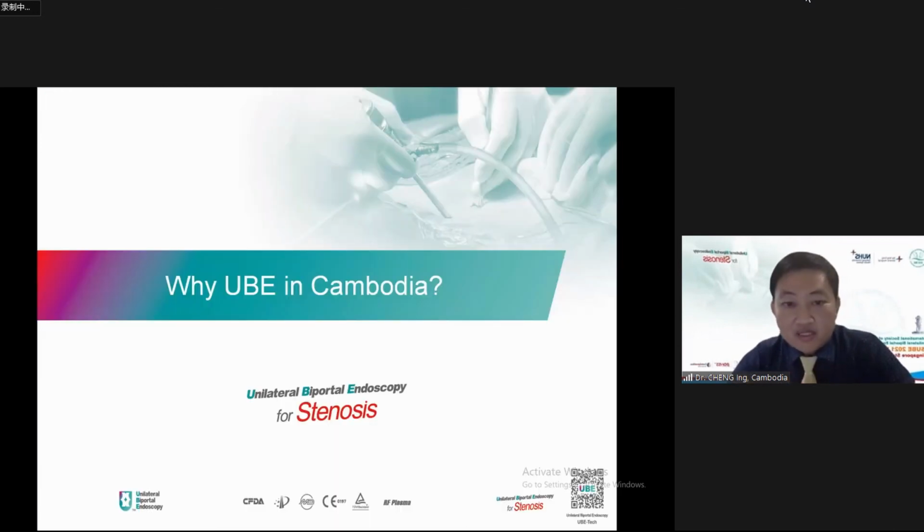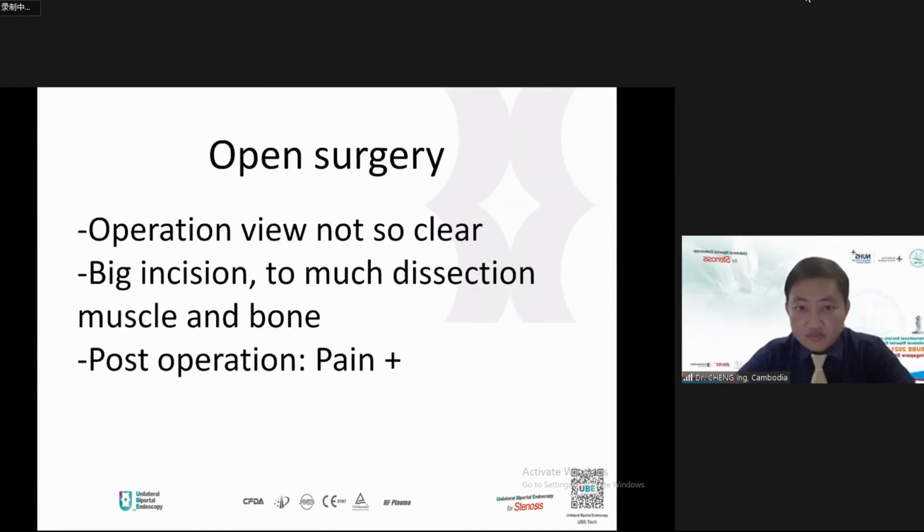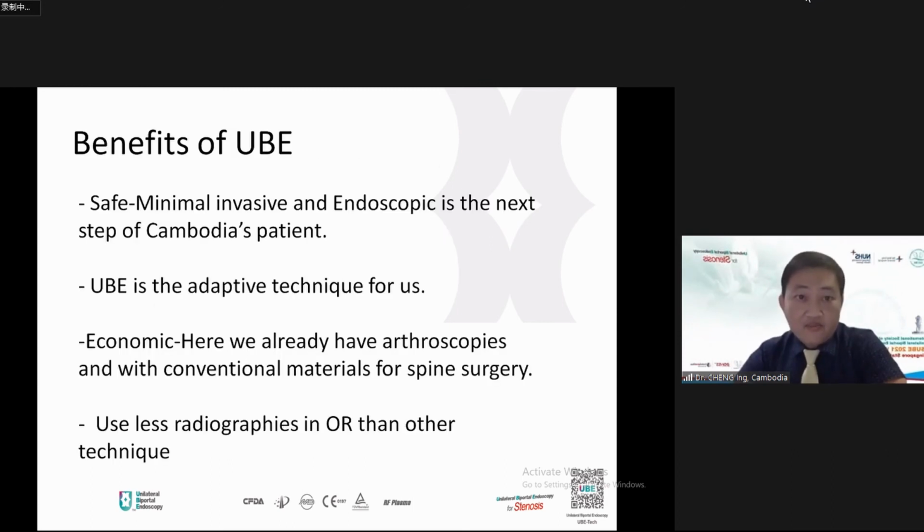Why does Cambodia need UBE? Because with open surgery, you cannot see so clearly. There is a big incision, too much dissection of muscle and bone, and too much pain post-operation. The benefits of UBE are that it is safe and minimally invasive, and endoscopy is the next step for Cambodian patients.